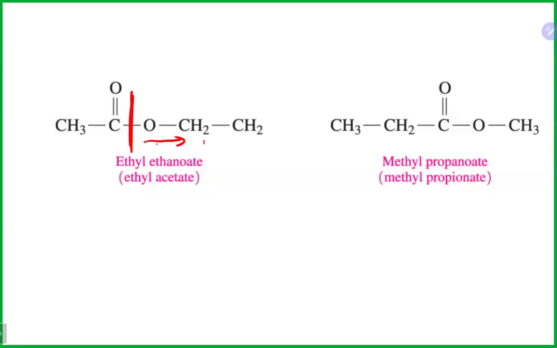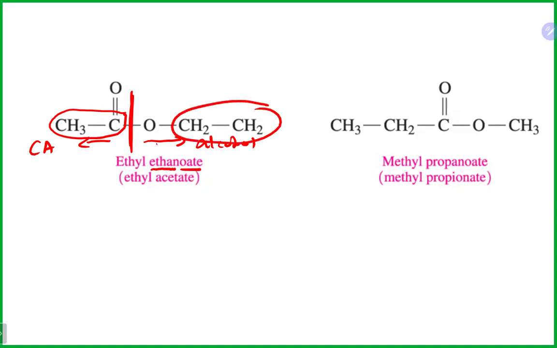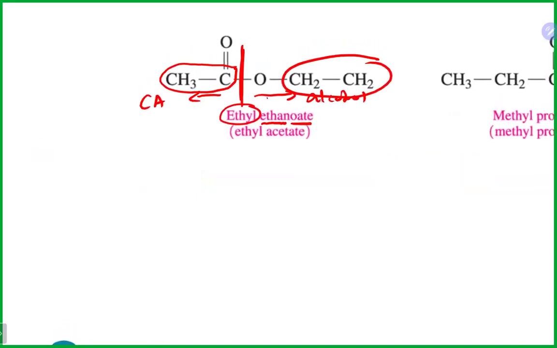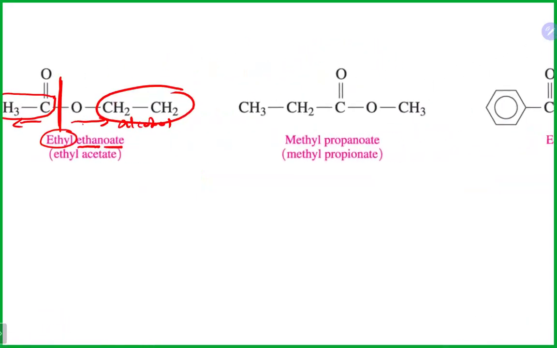Towards the single bond is the alcohol. And towards the double bond, carboxylic acid. We start with the carboxylic acid. That is 2 carbons, hence the ethane part, and we put the oate at the end of that. And here we actually have 2 carbons for the alcohol part, and that is where the ethyl part comes from. So ethyl ethanoate.